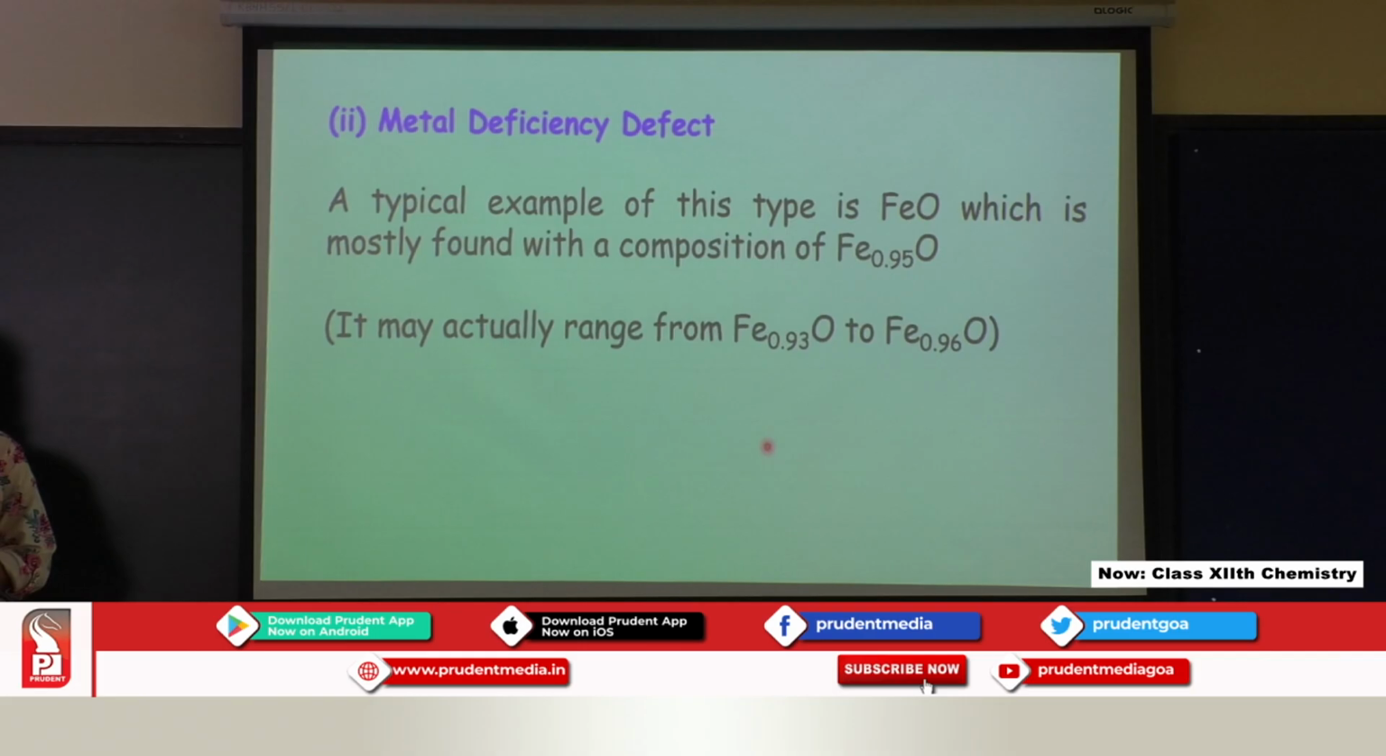The opposite is metal deficiency defect. A typical example of this is ferrous oxide, where the ratio of iron to oxygen should be 1:1, but the composition is Fe0.95O. The range is actually Fe0.93O to Fe0.96O, which indicates that there is a metal deficiency in the crystal.